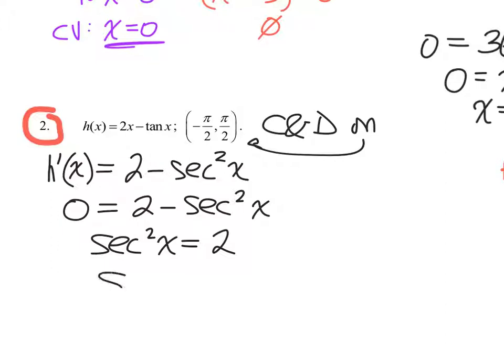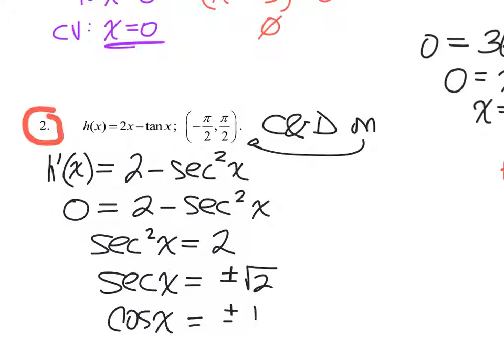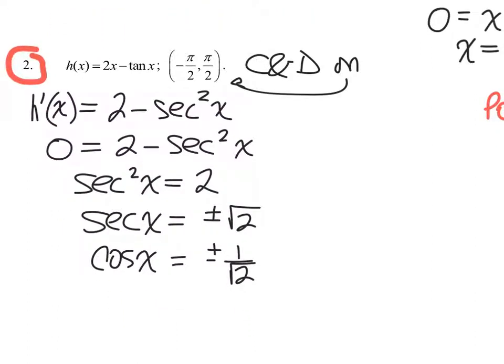So secant equals plus or minus root 2. Take the reciprocal. If you happen to know your unit circle well enough that you also know the reciprocal trig functions, good stuff. If not, find the reciprocal. If you don't recognize that as being the same as radical 2 over 2, rationalize the denominator.